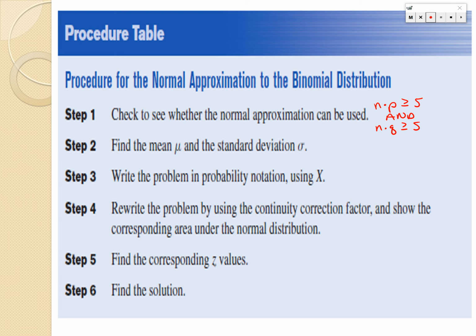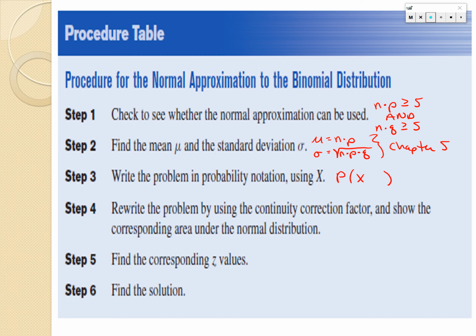Step 2, find the mean and standard deviation. Those formulas are the same as they were for the binomial distribution. Those formulas will be on your formula card for your test, but they are in the Chapter 5 section, with the binomial distribution. Step 3, write the problem using probability notation using x.